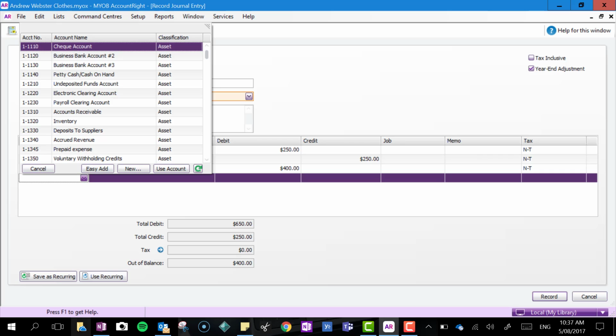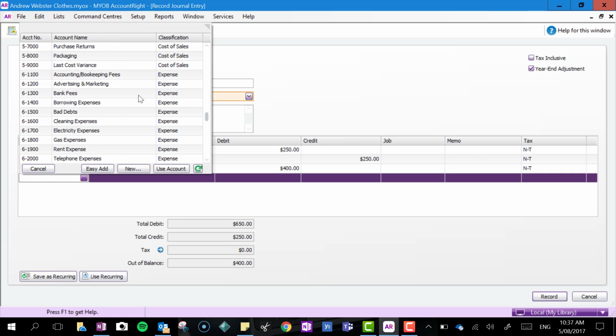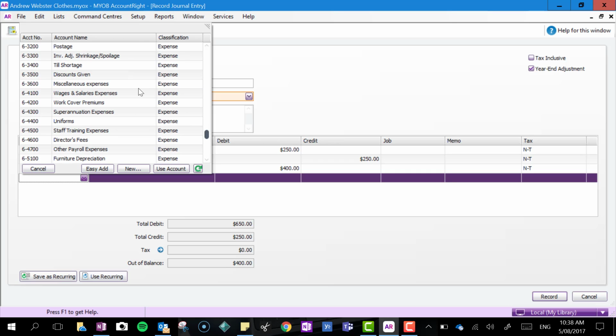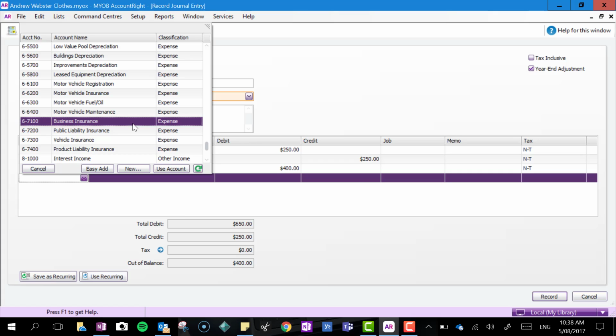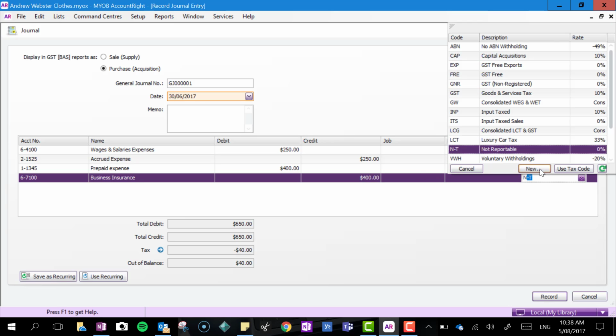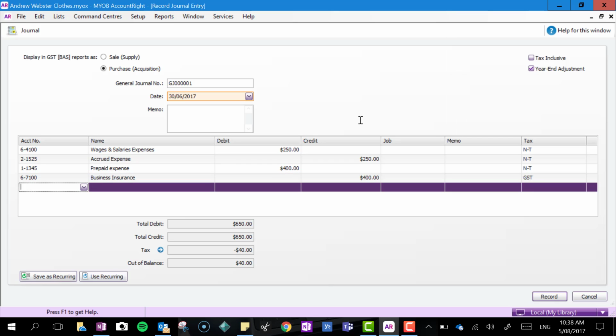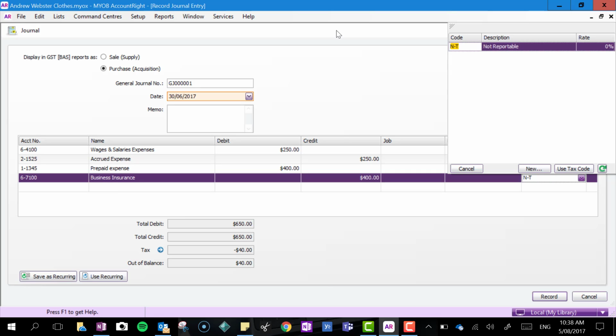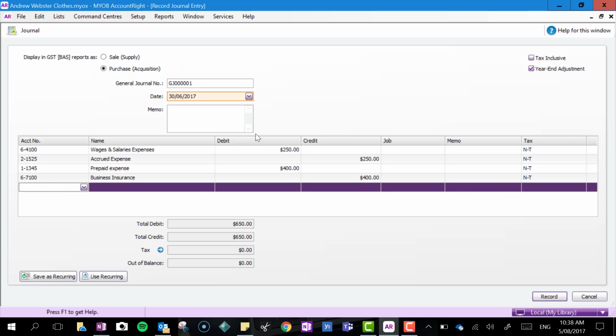Keep tab across. Now this was insurance expense. So it's an expense account looking for insurance. Expenses. There's public liability insurance there, business insurance. Let's just choose business insurance. Now I'm going to say there's no GST for the purposes of this, so I'm going to go N-T. It'll be really clear in the exam. These balance day adjustments won't have GST on them. Okay.